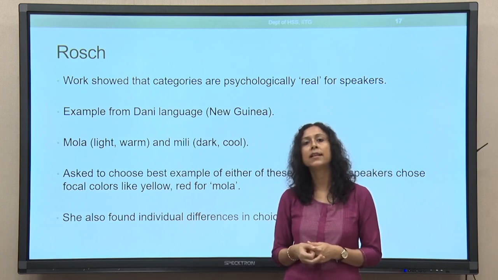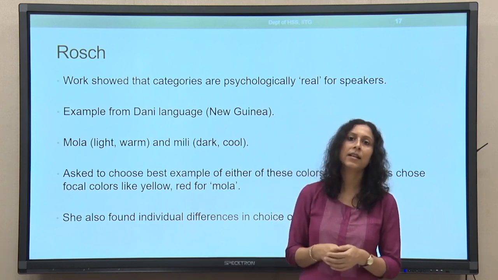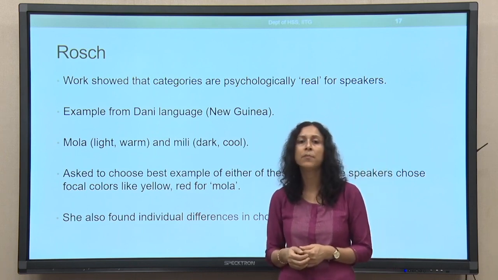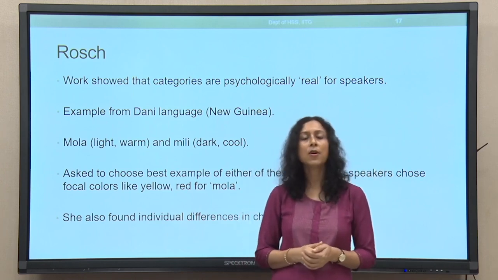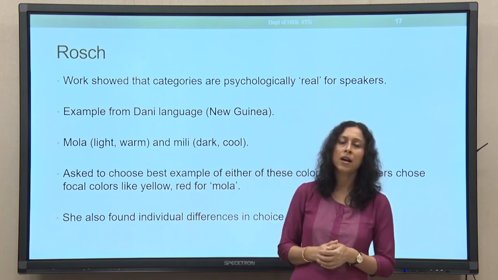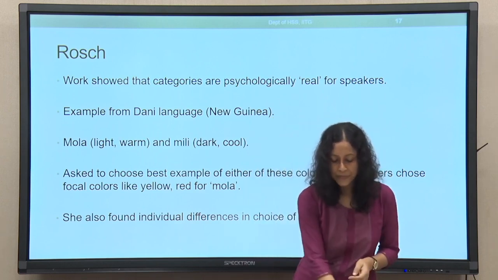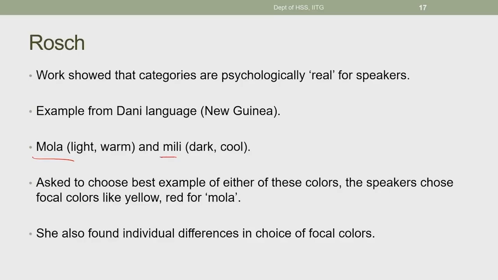So, what a category is, is not just how you create a category out of certain things; it also has a psychological aspect to it. It is not simply an inherent set of properties. Her famous work from Dani language in New Guinea is on the color terms of Dani language. Dani language has only two color terms. One is called Mola, the other is Mili.